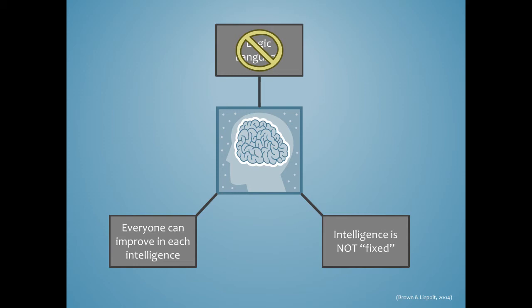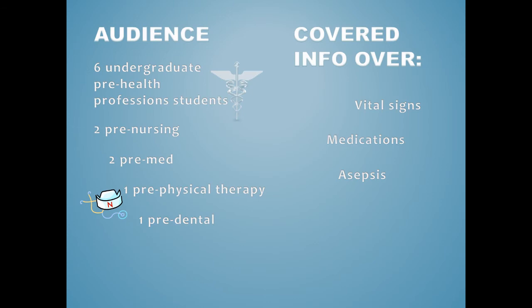So now that you've been refreshed over what MI theory is about, I'll go over how I applied the theory. My audience was a group of 6 undergraduate pre-health professions students. There were 2 pre-nursing students, 2 pre-medical students, 1 pre-physical therapy student, and 1 pre-dental student. I presented information relevant to students looking to join the health field. We covered information about vital signs and how to take them, medications and dosage calculation, and information about asepsis and the chain of infection.